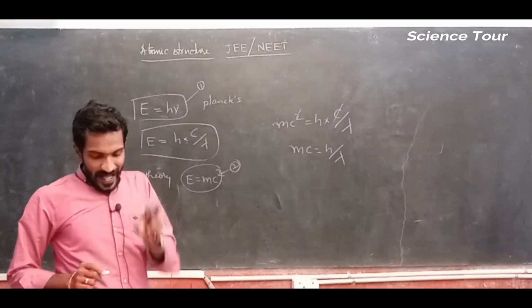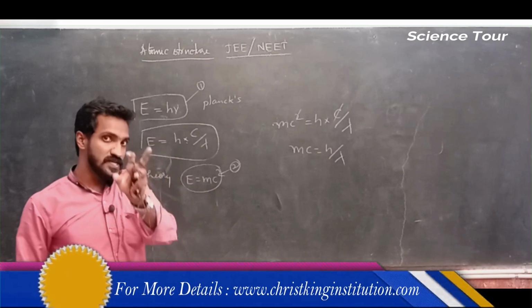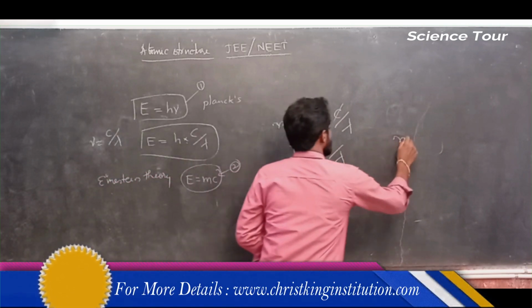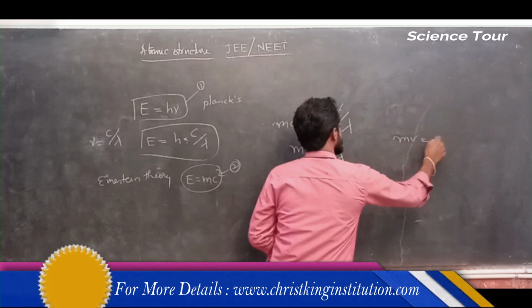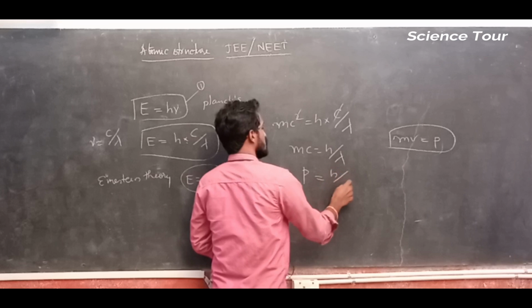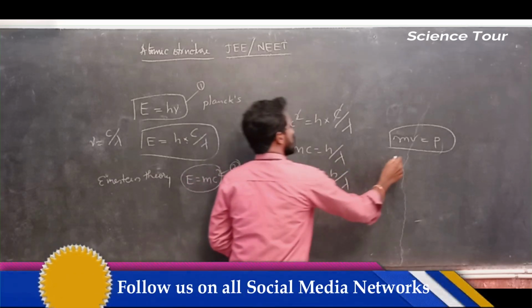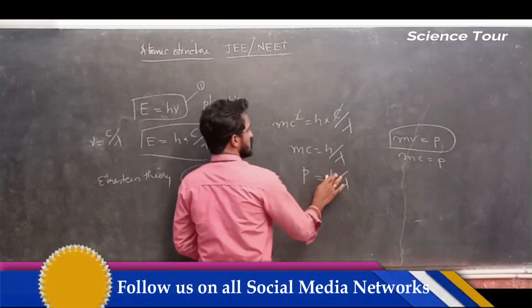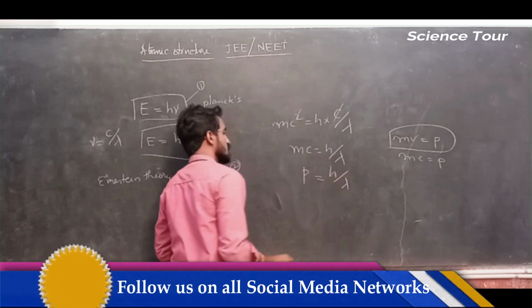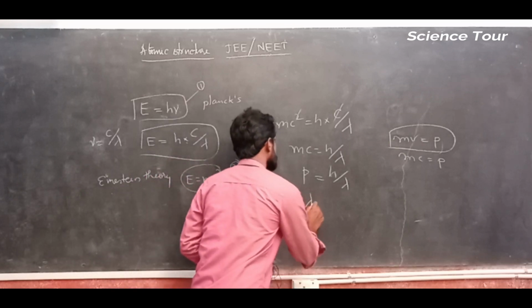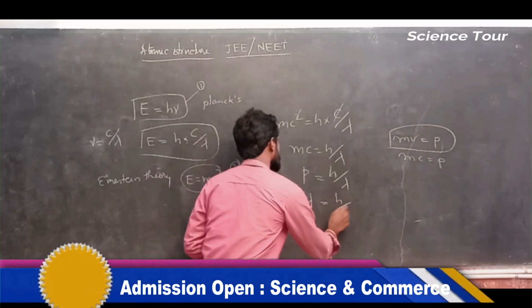So mc means mass into velocity, correct? c is velocity, and mv is mass into velocity, which is nothing but momentum, p. I can substitute p here, since mc or mv is the same. So h divided by lambda is equal to p, and we can rearrange it: lambda is equal to h divided by p.